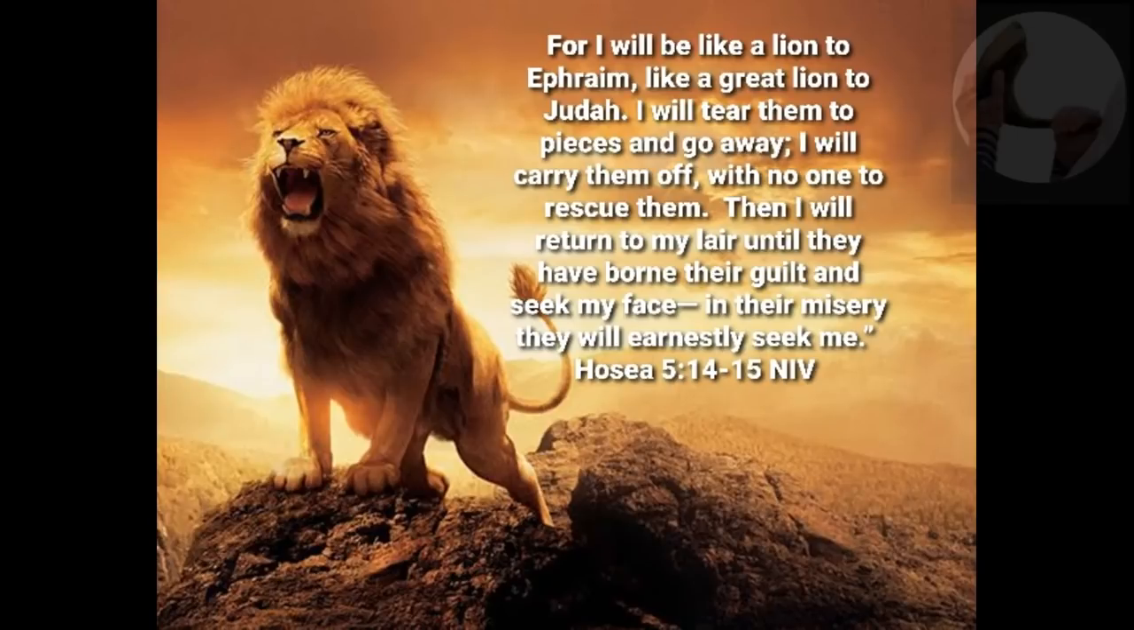Yeshua will say, for I will be like a lion to Ephraim, like a great lion to Judah. I will tear them to pieces and go away. I will carry them off with no one to rescue them. Then I will return to my lair until they have borne their guilt and seek my face. In their misery, they will earnestly seek me. Hosea 5, verse 14 to 15. This is when Yeshua will leave.